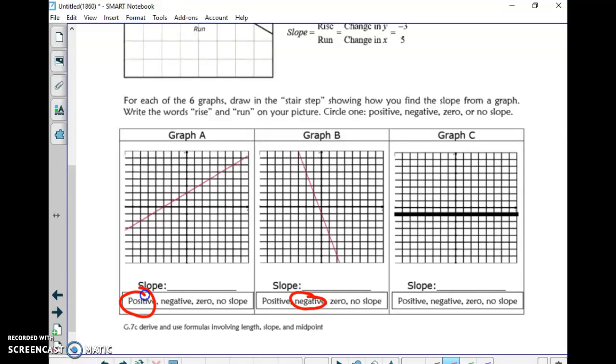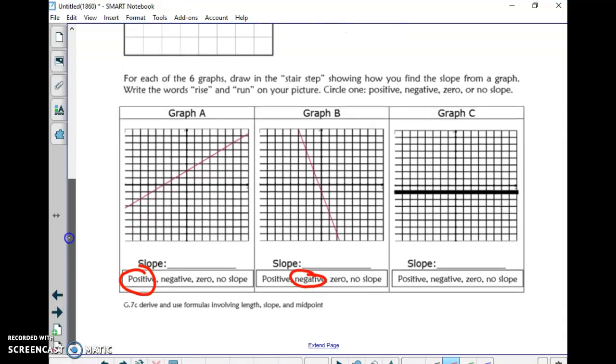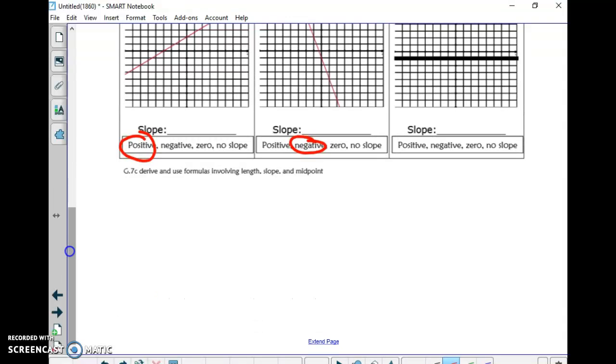Circling. Okay, so you're on the back page. Graph C, what is that? 0. Now, let me shoot straight with you. A lot of people get 0 confused with no slope, okay? I don't want you to be confused, so I'm going to tell you the way I remember this, okay? So, at the bottom, you can draw this little picture with me. I know there's not a ton of room.